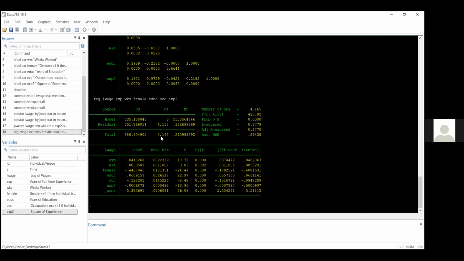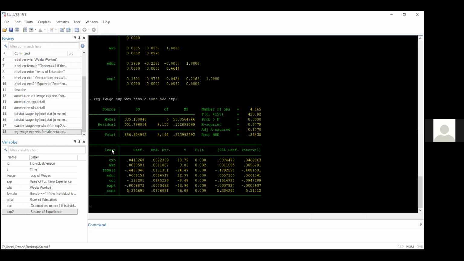For the total, it is K; you just sum this and this, which should give you these degrees of freedom for whatever we always refer to. The mean square is just the average of the sum of squares, which is arrived at by dividing the sum of squares by the respective degrees of freedom. Meaning 335.13 divided by 6 should give you this. Then 551 divided by this should give you this. And then this divided by this should give you that. And that's where we come from.